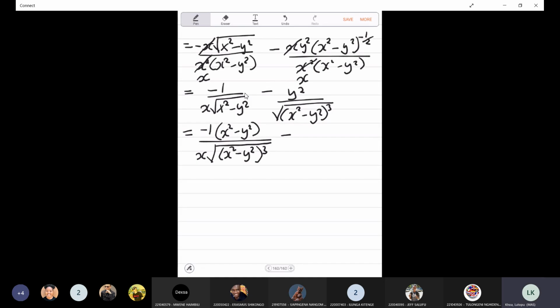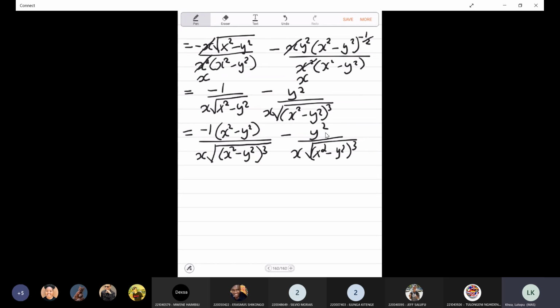I have a question. In the second fraction, isn't it supposed to be x also, like x square root of x squared minus y squared, everything to the power of 3? Yes. So it's this x here. Then the denominators will be the same. So this is minus y squared over x square root of x squared minus y squared to the power of 3. And the denominators are now the same.